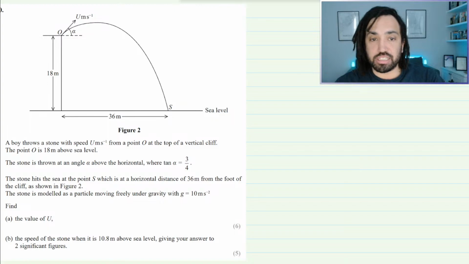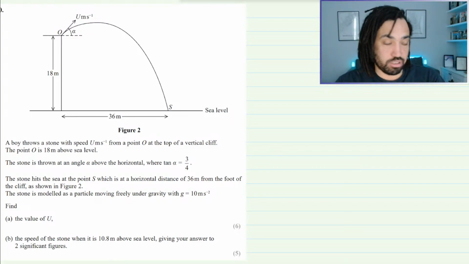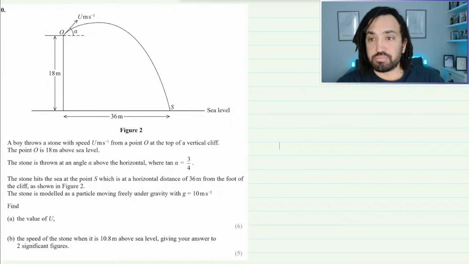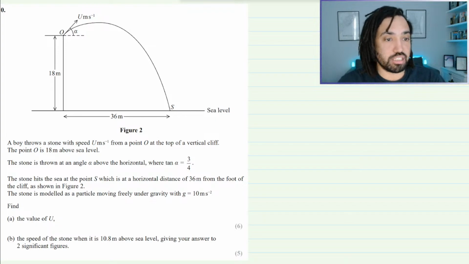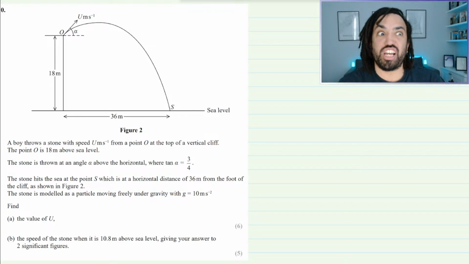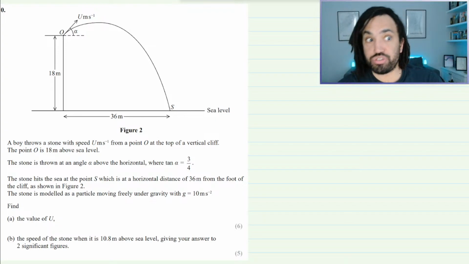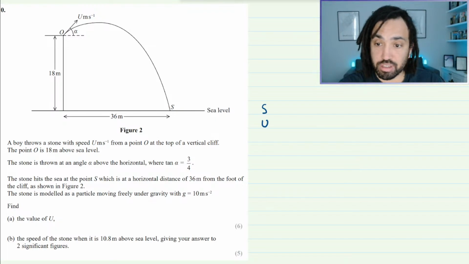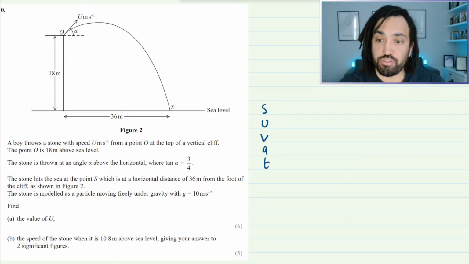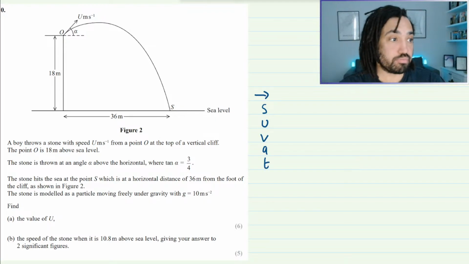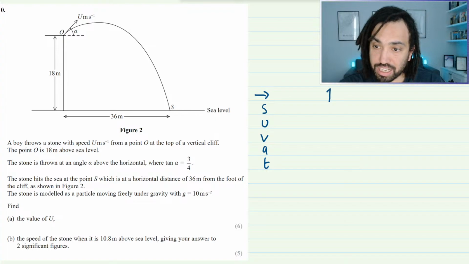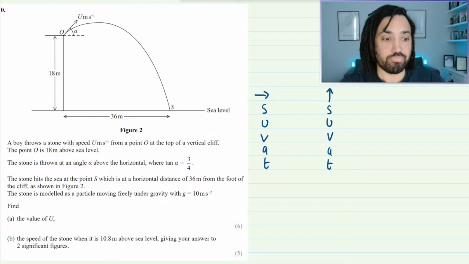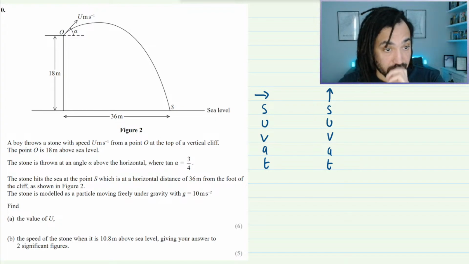Okay, projectiles. We'll start with projectiles just because I've just clicked on it now, so why not? Projectiles is just like a glorified suvat. As soon as you see projectiles, the first thing I do is I write suvat down the side of my page. So I write suvat like this for the horizontal, and I write suvat for the vertical. That's what I do.